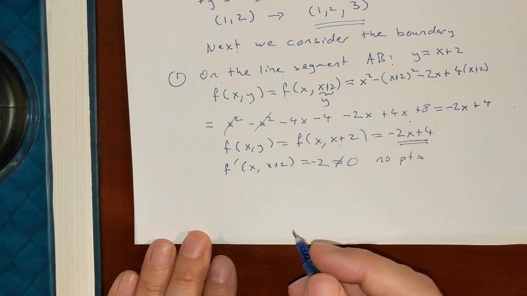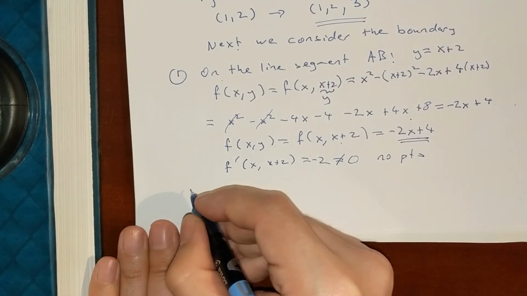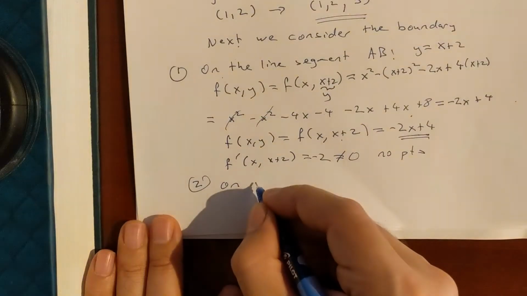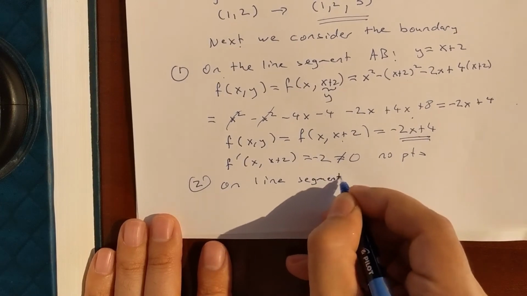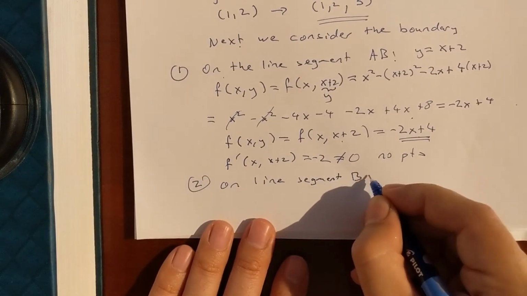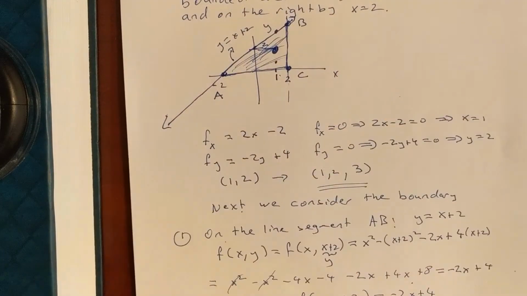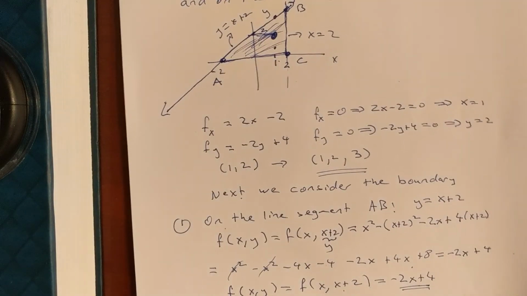Let's look at the line segment BC. Let me go clockwise. Number 2, let's look at the line segment BC. Remember, this line segment is x equals 2. Okay, this is the line x equals 2.